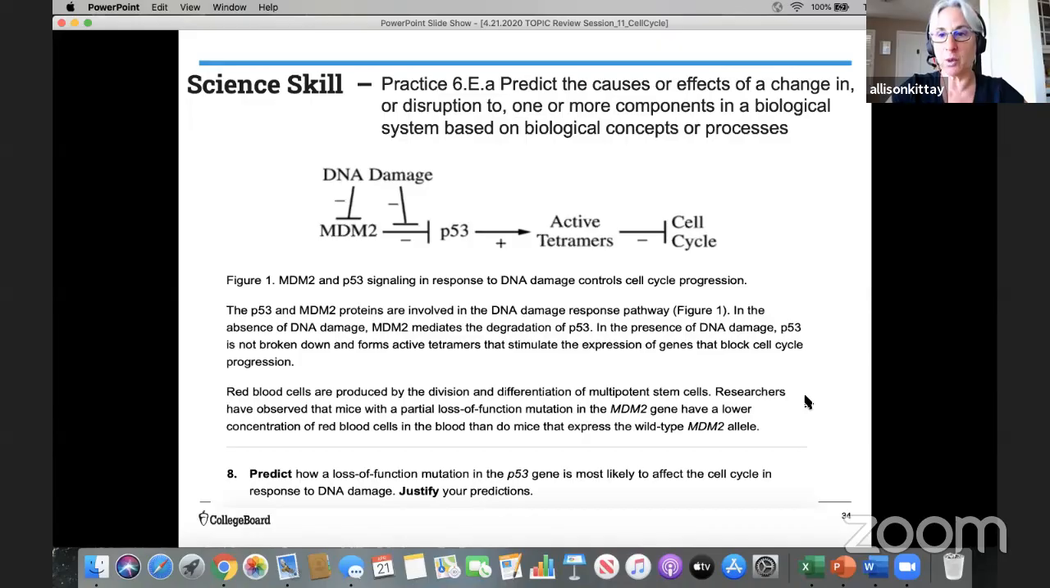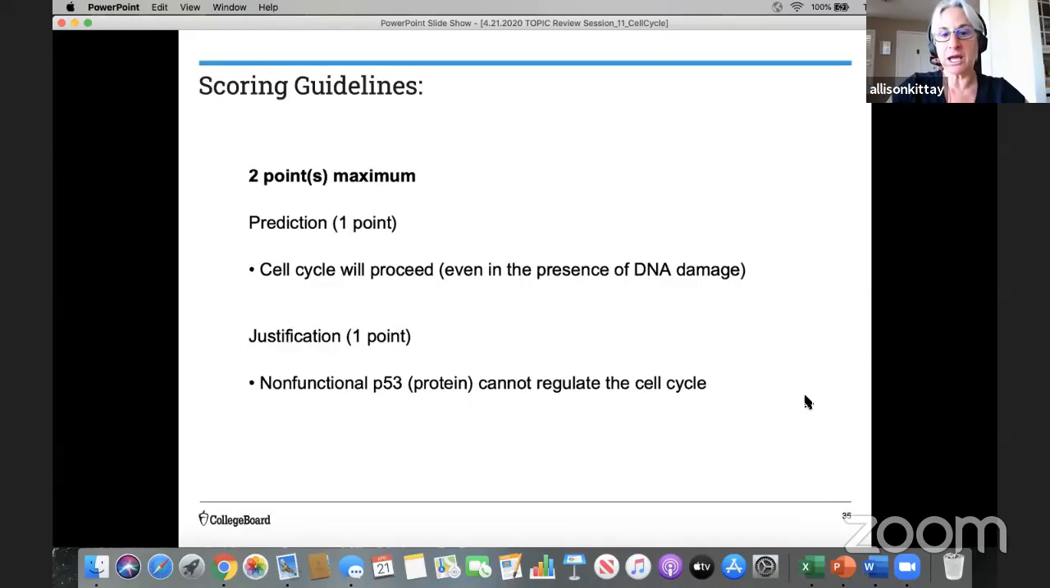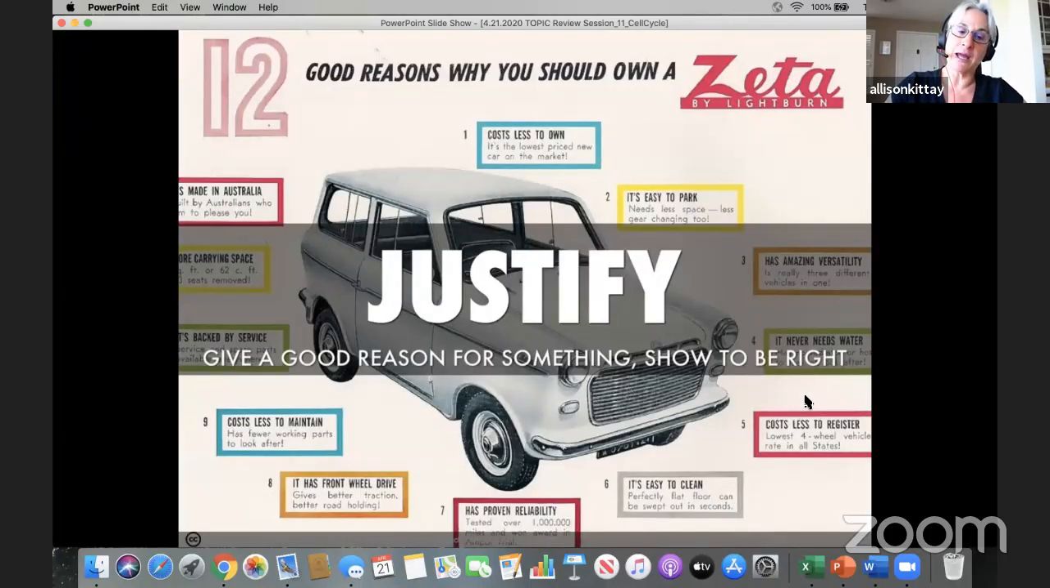Without P53, what happens? Okay, so the cell cycle will proceed. We just said that without P53, we can't make the inhibitor, cell cycle goes. And the justification is that it cannot regulate the cell cycle. You could give that blanket statement, or you could be more detailed. All right, so your task verb in that last part was justify. So remember that justification means give a good reason for something or show it to be right.